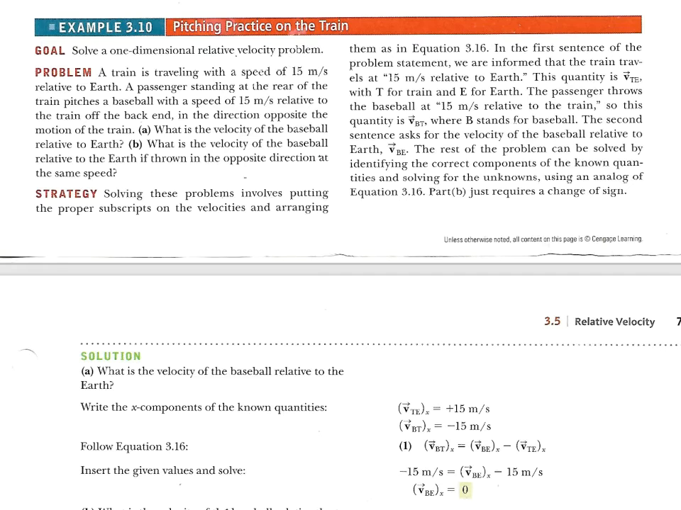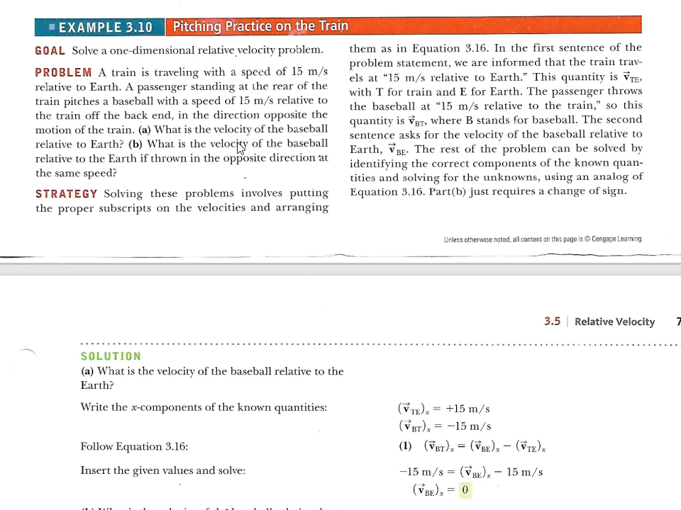Example 3.10. Our goal is to solve a one-dimensional relative velocity problem. The problem is a train is traveling with a speed of 15 meters per second relative to the Earth. A passenger standing at the rear of the train pitches a baseball with a speed of 15 meters per second relative to the train off the back end in the direction opposite to the motion of the train.